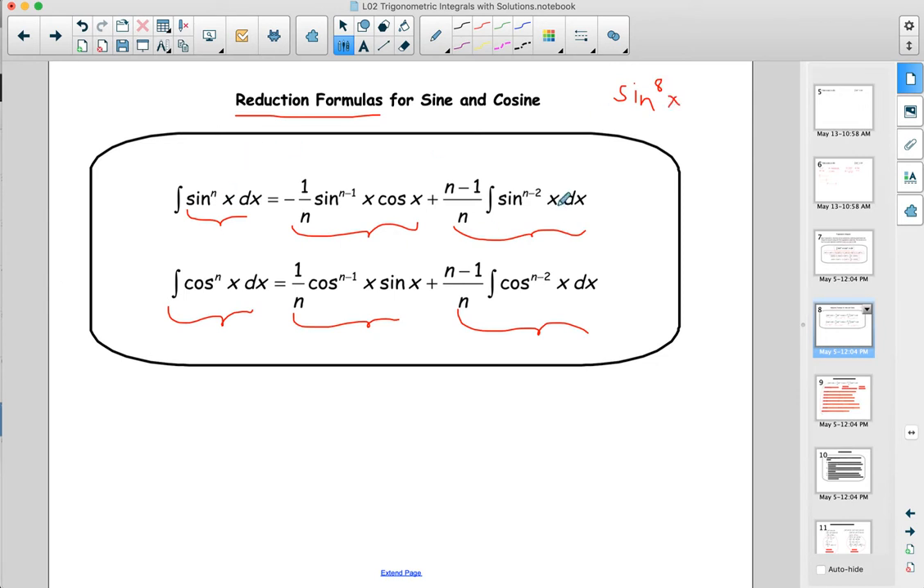Then you could apply this one. You would bring the integral down to degree 6, and then you'd apply it again on this piece, bring it down to degree 4, apply it on this piece again, down to degree 2, and then one more time and you'd be done. So you can use these reduction formulas multiple times.